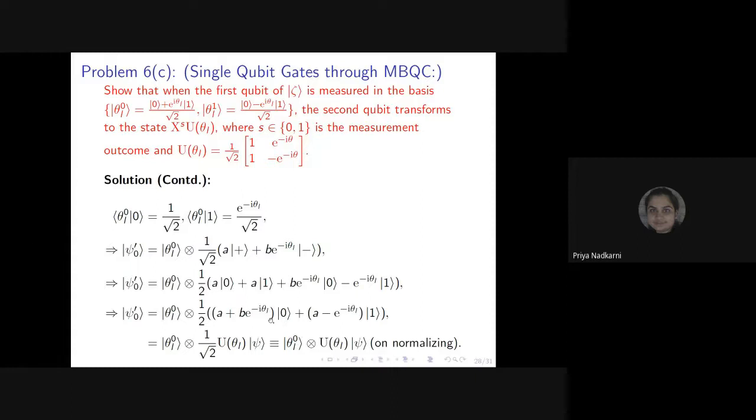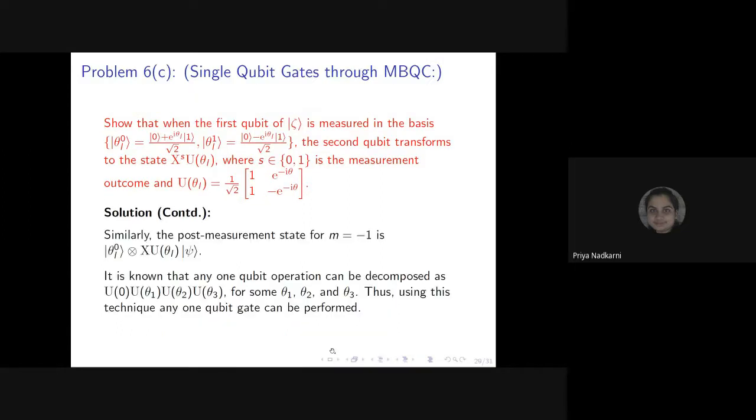So this is basically applying single qubit gates through MBQC, but this is just one particular gate. How is it possible that every single qubit gate can be applied in the same manner? There's a theorem which says that any one qubit operation can be decomposed as U of 0 into U of theta 1, U of theta 2, U of theta 3 for some angles theta 1, theta 2, and theta 3. Hence, using this technique, we can implement any one qubit gate.